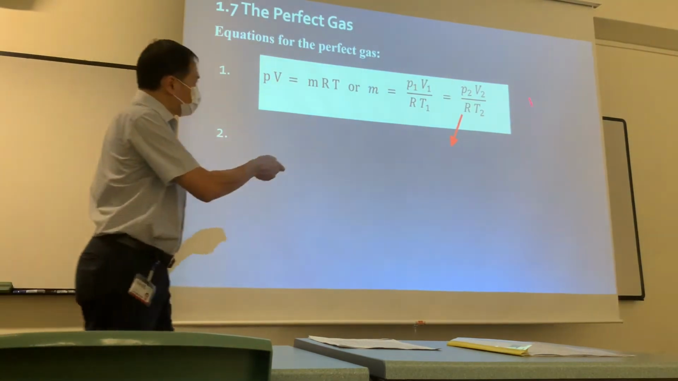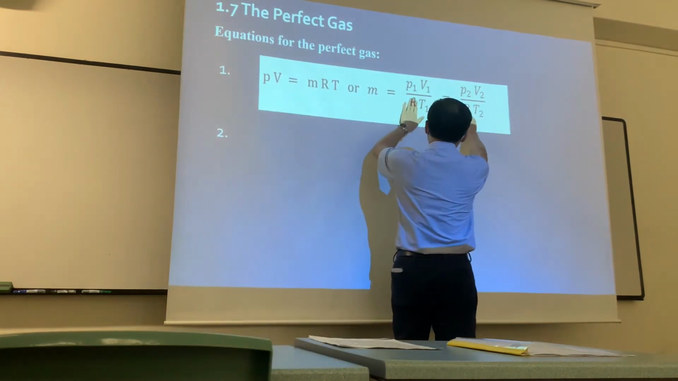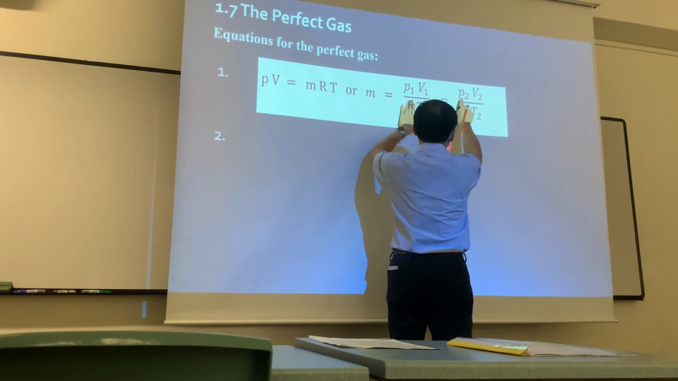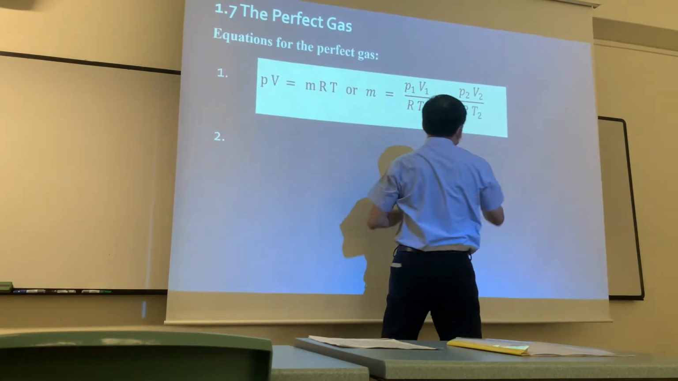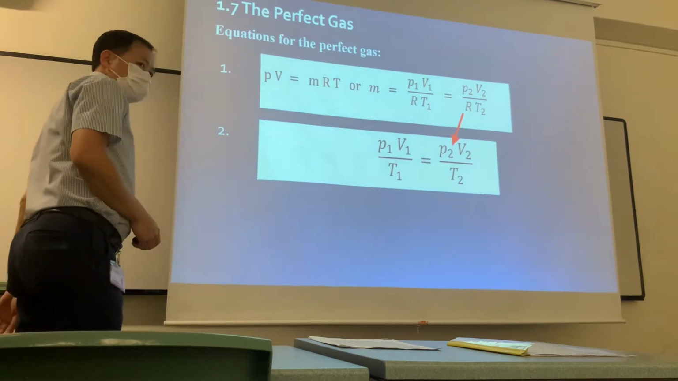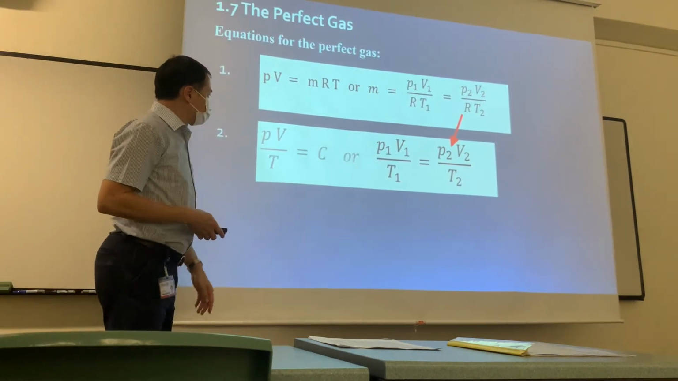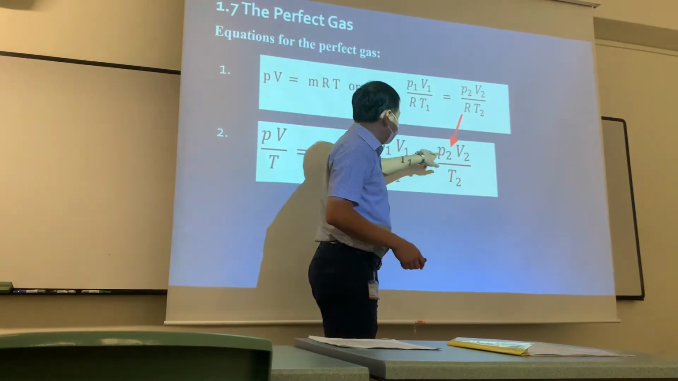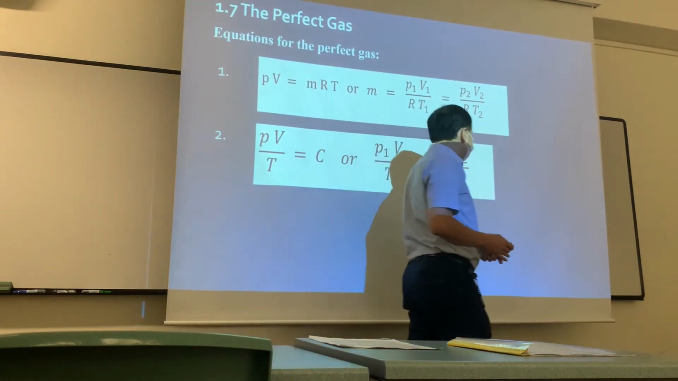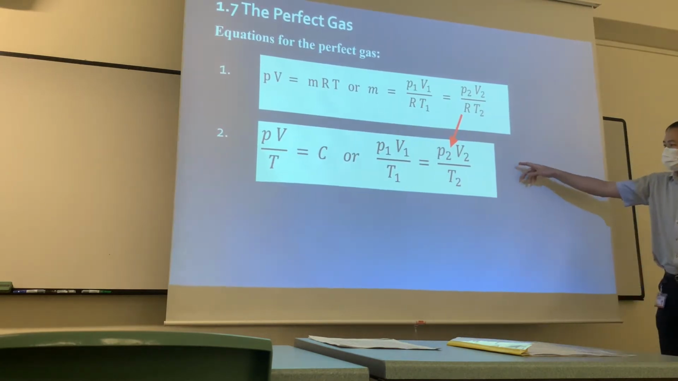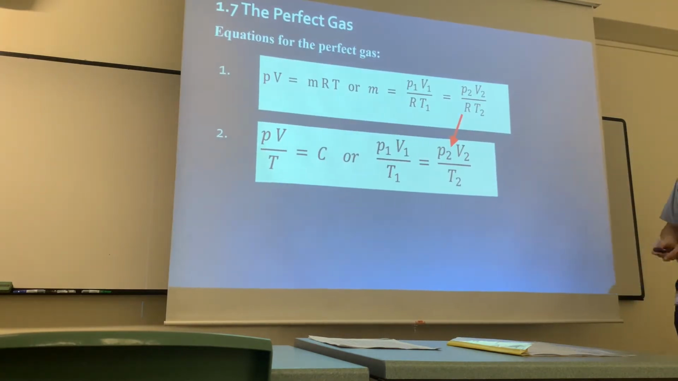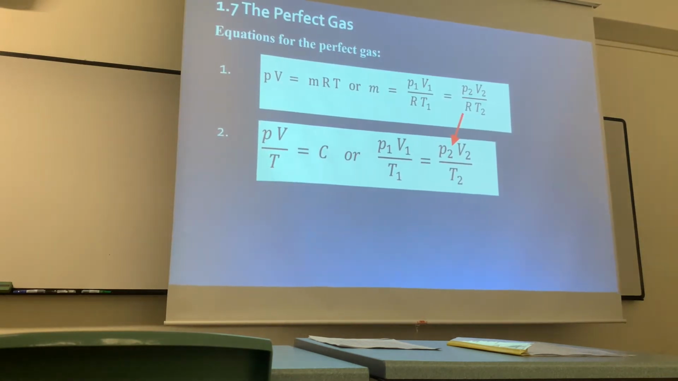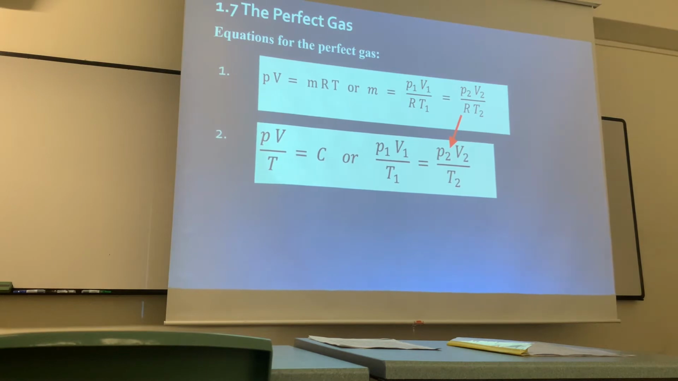So if I do this, I take away R because these two sides are the same. So notice the common term is what? P1 V1 over T1 equal to P2 V2 over T2. So it becomes this equation, and in short, we call this PV over T equal to constant. If you have another point 3, then you have P3 V3 over T3, and so on. So in short, we call PV over T equal to C, meaning constant. So this is for perfect gas.